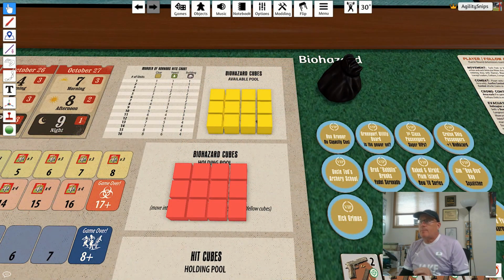The other thing that happens is that I add a biohazard cube to the biohazard bag. So I'm going to add cubes from this yellow first, and after all the yellow are gone, I'll start adding red.